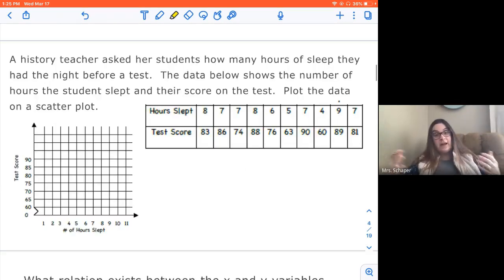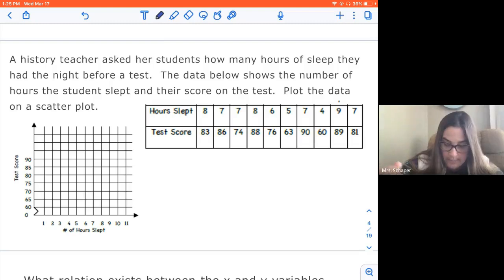Now, how do we create a scatter plot? Well, this is an example of a history teacher asking their students how many hours of sleep they had the night before a test. And then what this teacher did is they compared the number of hours slept with the test score. All right. So what we want to do is plot that data on this graph.